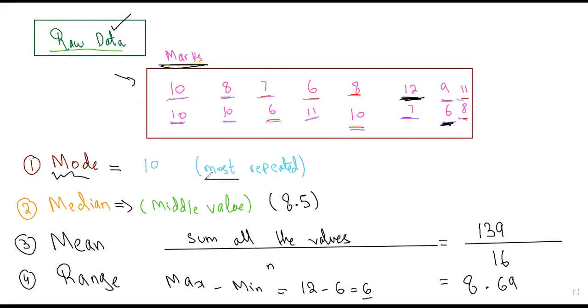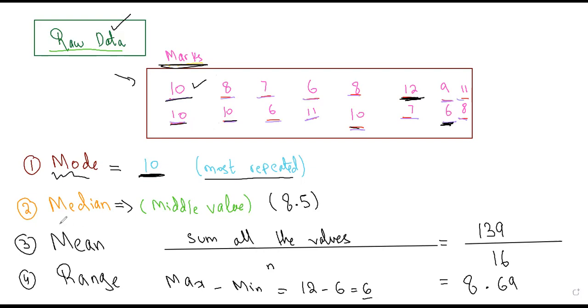Mode is the most repeated number. Out of these 16 numbers, 10 is coming 4 times, 8 was coming 3 times, 7 was coming 2 times. This is how we checked. 10 was the most repeated or most frequent number. So 10 is the mode.